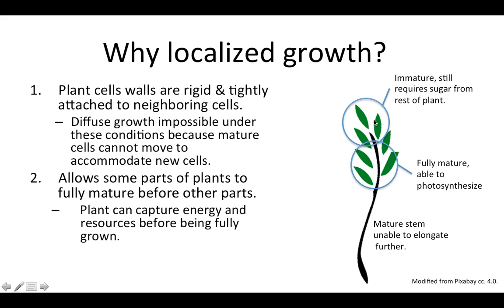The alternative to this would be that the entire stem had to fully mature before any of the leaves could start photosynthesizing. If everything grew at once, then that would be the necessary case. And in that case, the plant would not have enough energy to make all of its leaves, and therefore the plant would not be able to survive. Thus, the localized growth allows some parts of the plant to function even while other parts of the plant are forming.